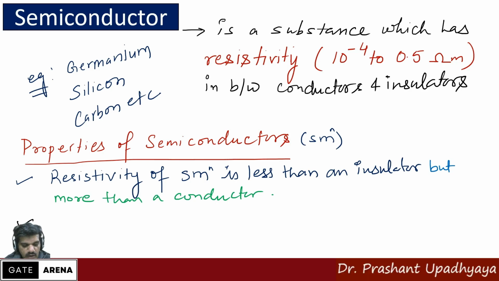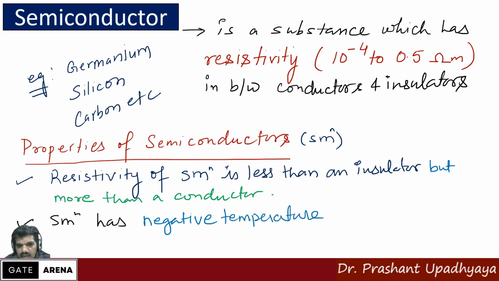The second property of a semiconductor is that it has a negative temperature coefficient of resistance. So we are writing: semiconductor has a negative temperature coefficient of resistance. Negative temperature coefficient means that the resistance of a semiconductor decreases with the increase of temperature and vice versa.